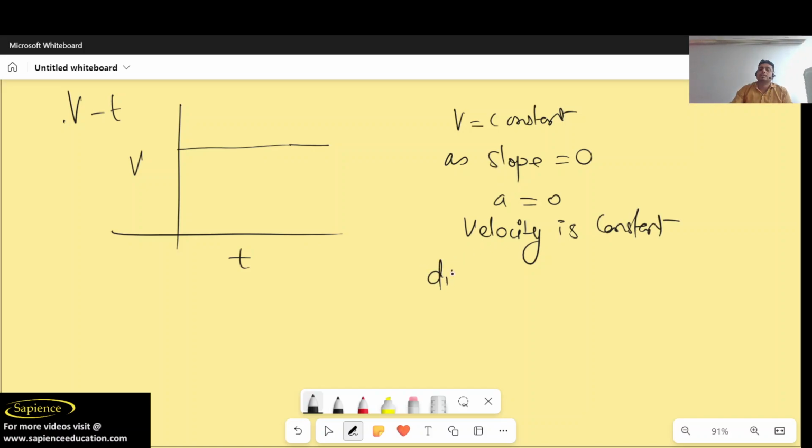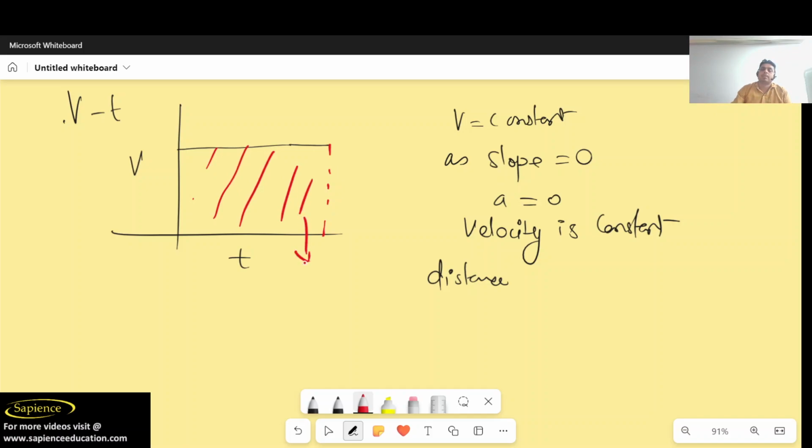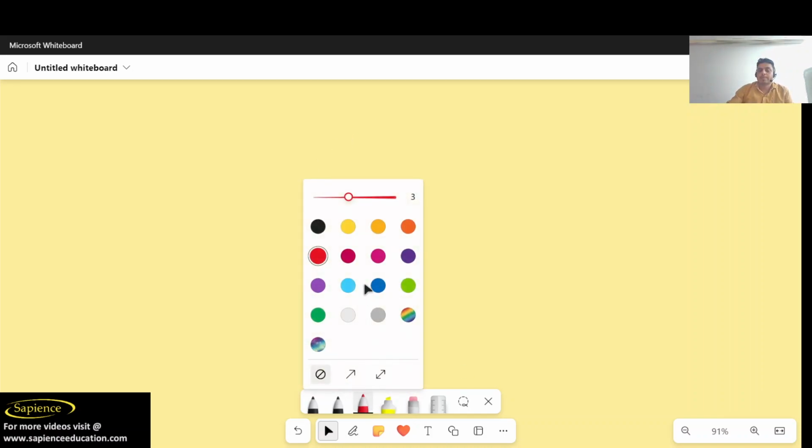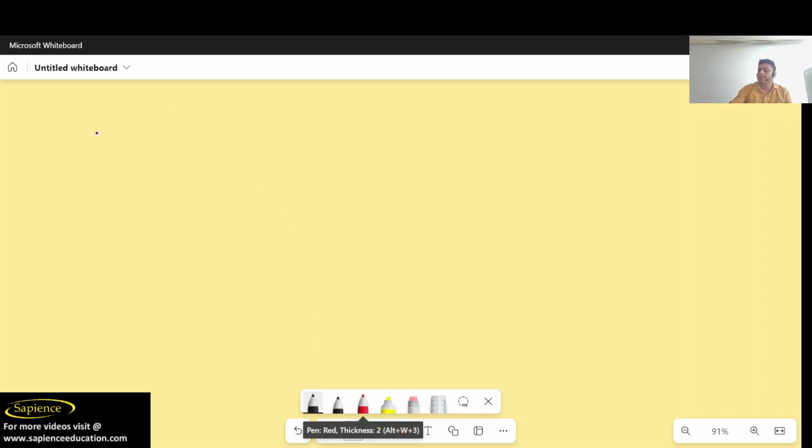Okay, and if you want to find distance, how will you find it? You have to use the area under this curve. So the red region will be distance. This area is distance. So this is what you will be able to draw as the conclusion of the velocity time graph. Now I will go for another type of graph in a velocity time graph. Let us consider this is a velocity time graph.